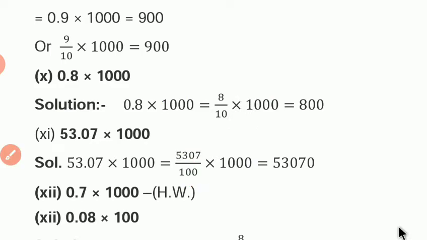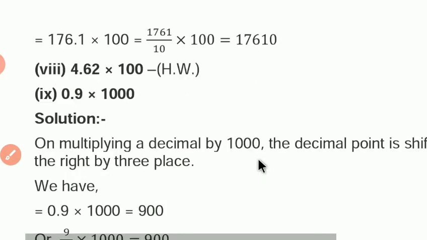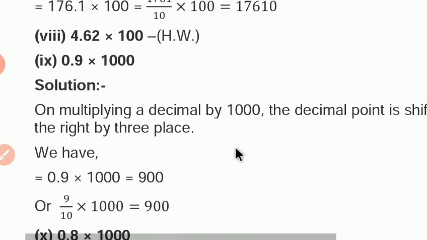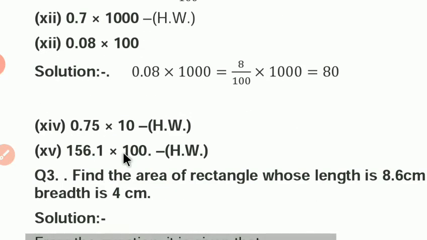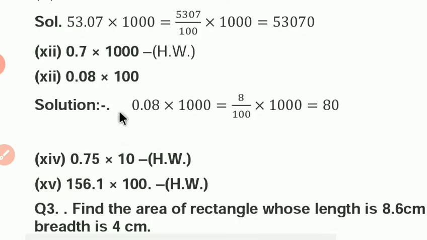All questions are of the same type. Here you can see that we can do it by any method. In this, without multiplying, we can shift the decimal point, or you can use this one also. You get the same answer. So these are the questions which are left for you as your homework.